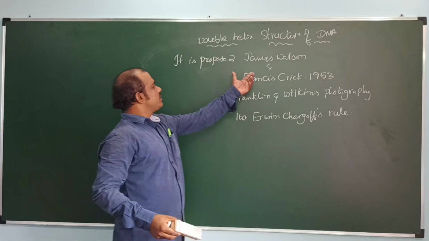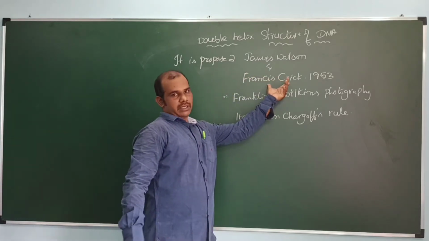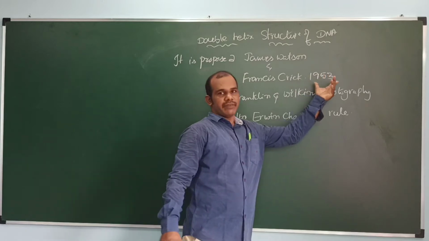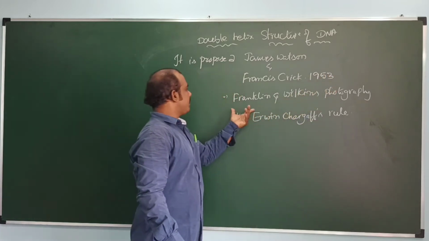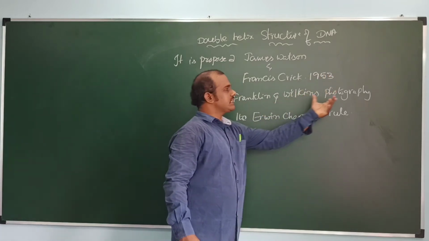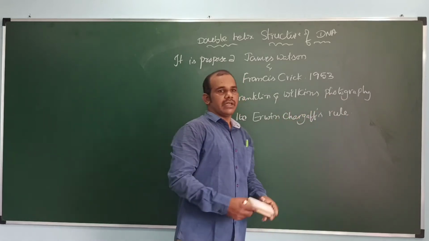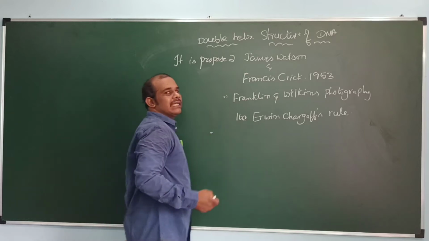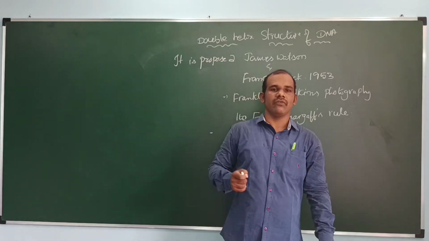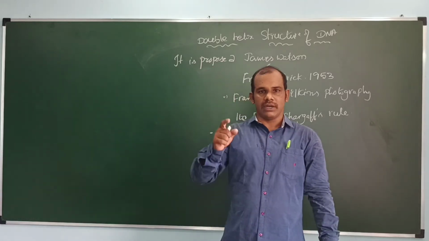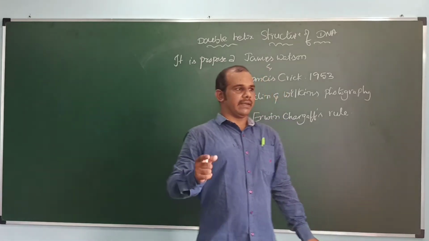So James Watson and Crick both proposed the double helix structure of DNA in 1953, based upon the Franklin Wilkins photography technique as well as Erwin Chargaff's rule. It is accepted by so many scientists. Why? Because they explain all the features of the double helix structure of the DNA.